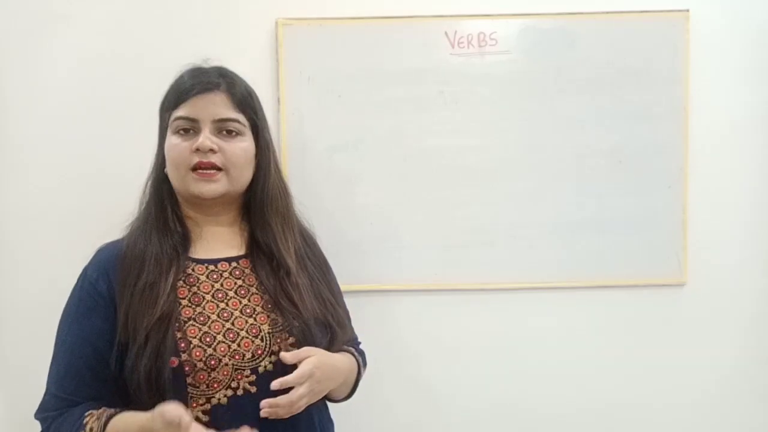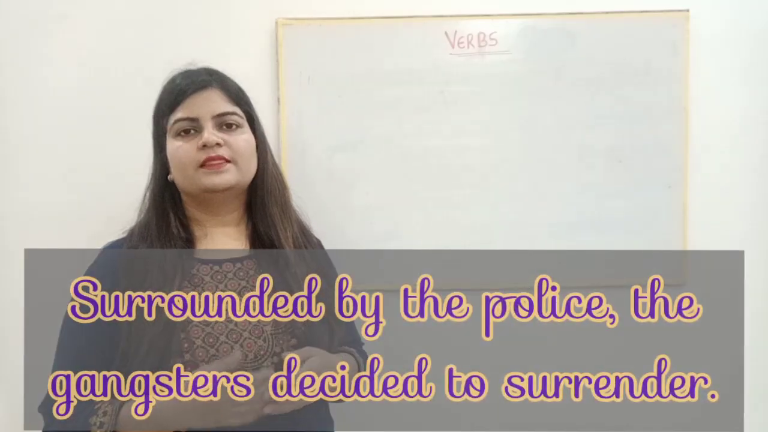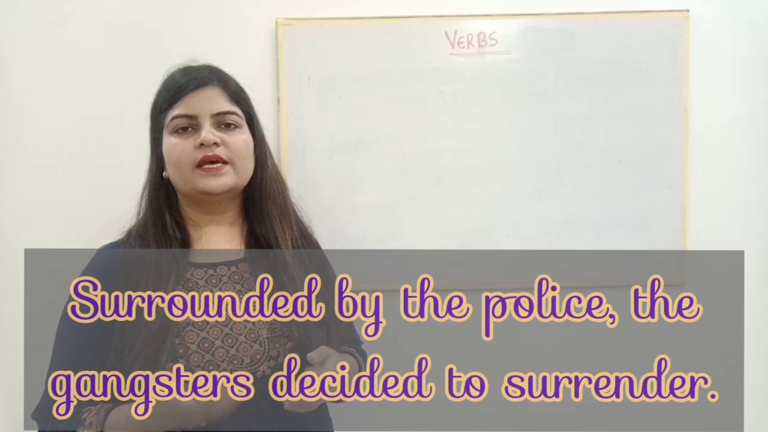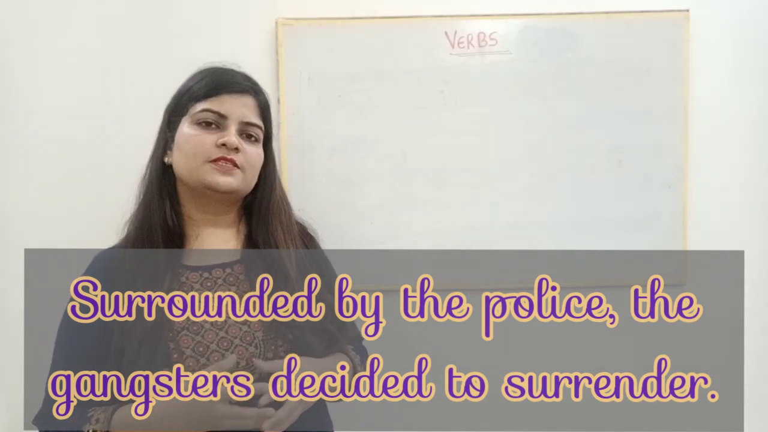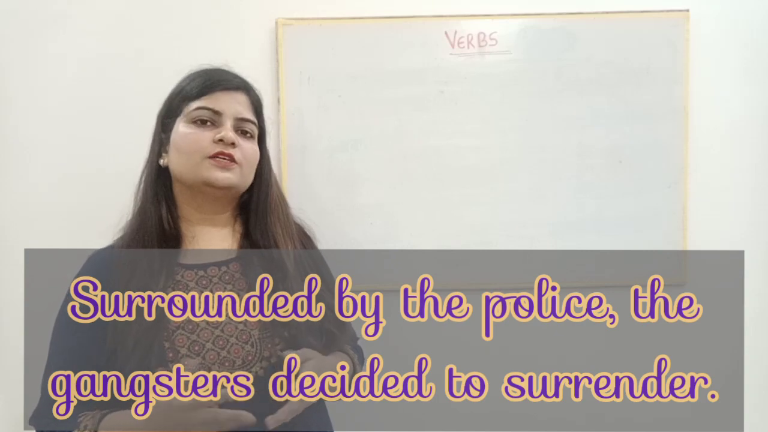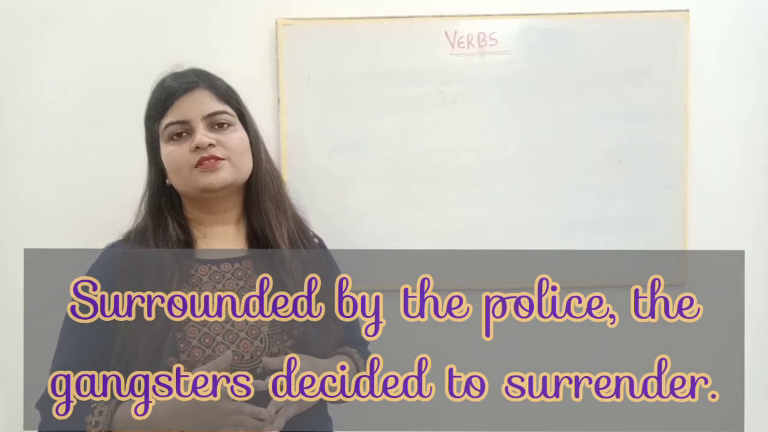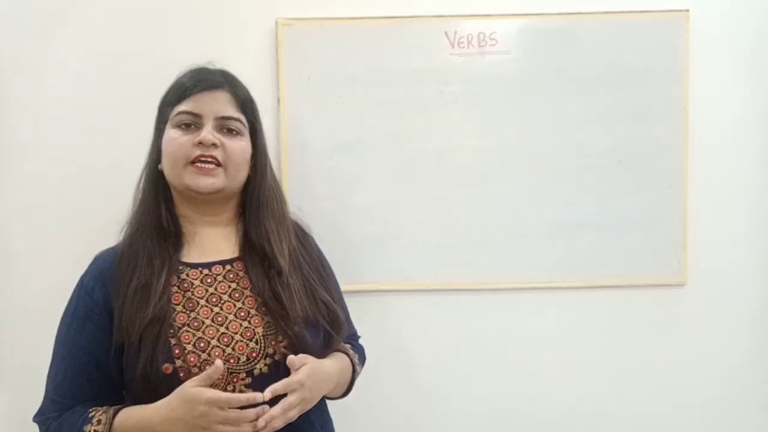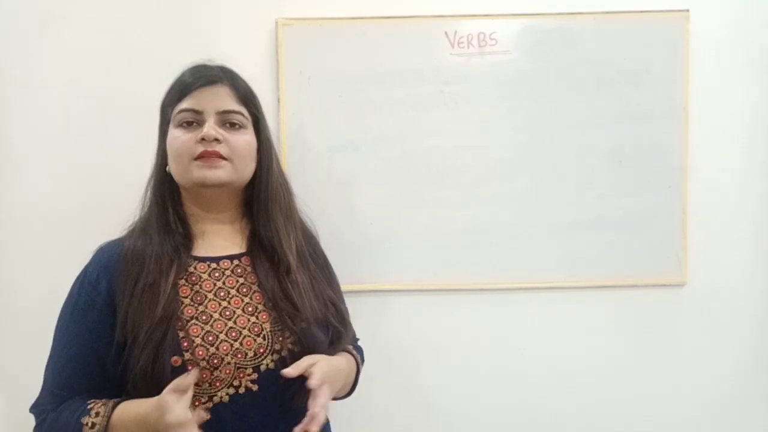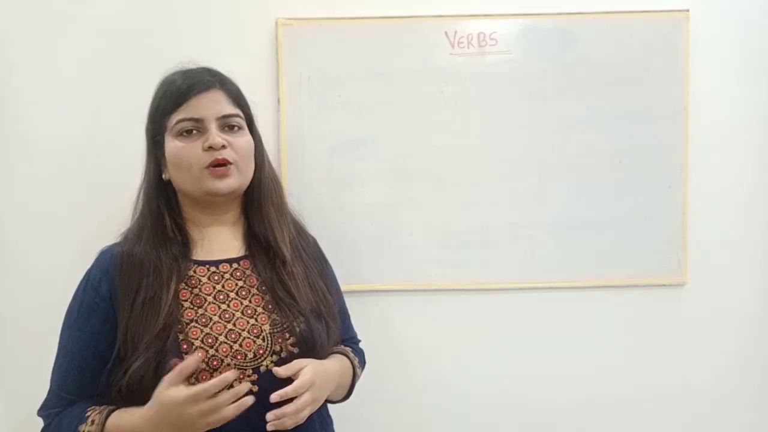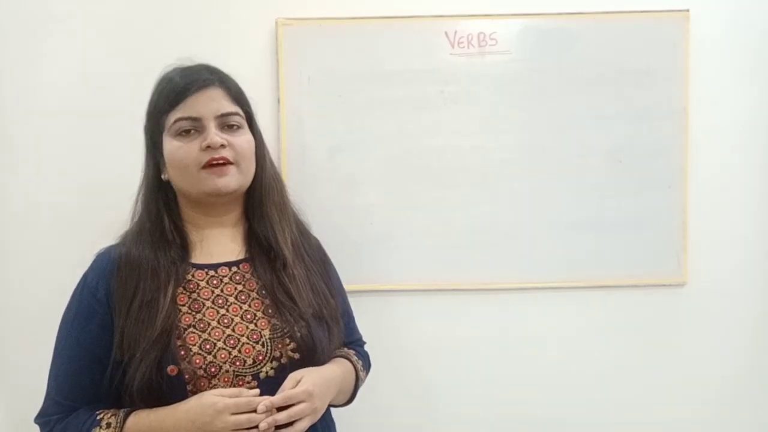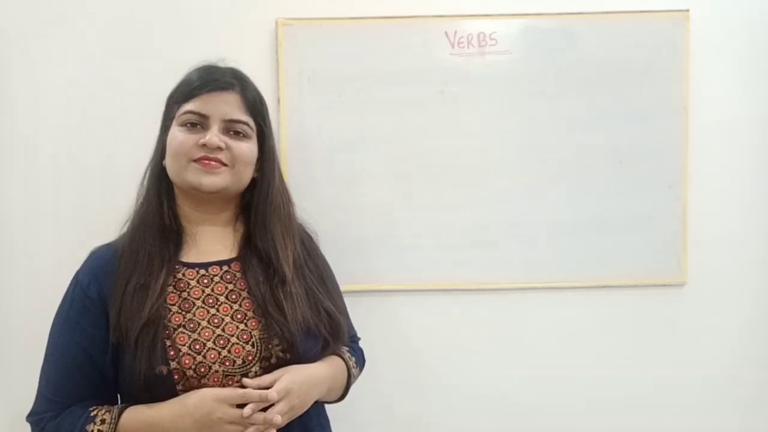Similarly, surrounded by the police, the gangsters decided to surrender. Now surrounded, the ed form, that is the past participle form. Again there is no auxiliary verb before them, so it is also an infinite verb. Let's understand this better with the exercise. Again you can just pause the video and practice it. But after that we will do it together.